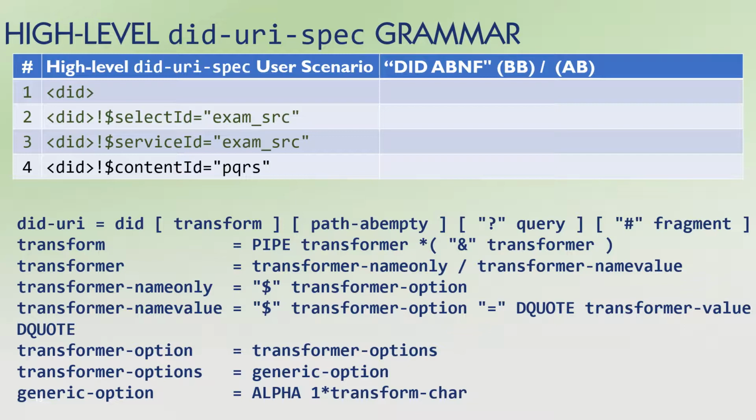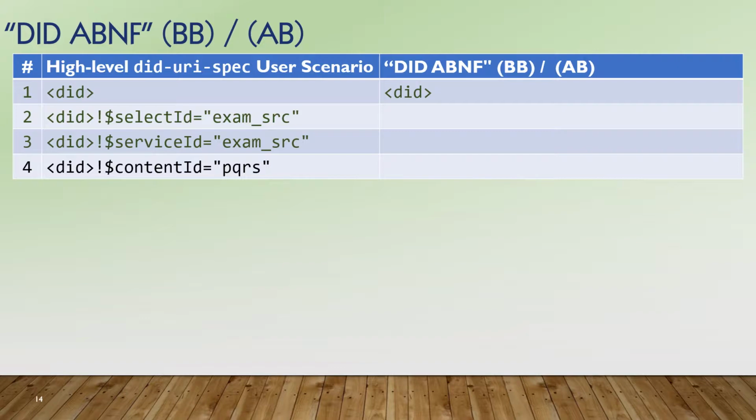Let's again just review how the did ABNF specification implements each of these four use cases. So, did to did, not a problem there. This would be did colon, the did method name, registered did method name, colon, and then whatever the did method specific form of the identifier is. Here, $select ID, which is going to select a did document fragment, is encoded this way in the did ABNF specification, so you have to know that that's what the pound sign means.